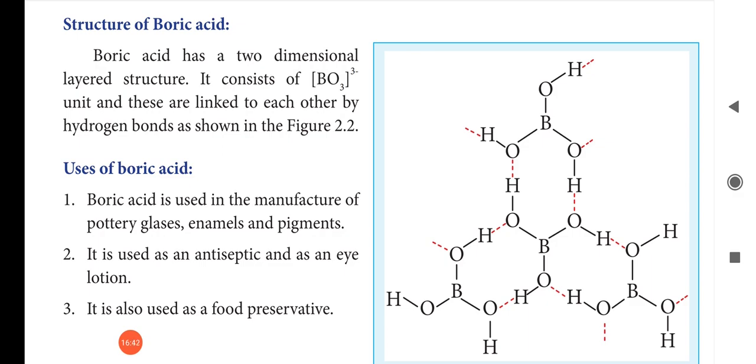Two-dimensional layered structure, it consists of BO3 3- units, and these are linked to each other by hydrogen bonds as shown in the figure. Actually boric acid consists of BO3 3- units. So there are many BO3 3- units, and all of them are linked in boric acid through hydrogen bonding.